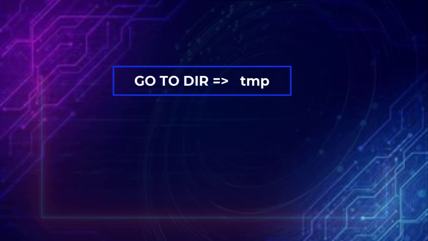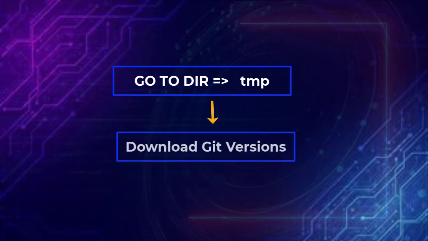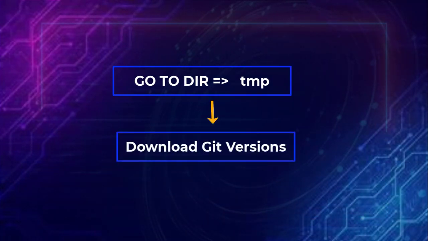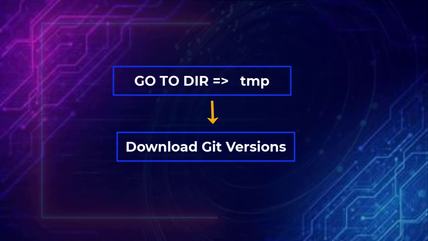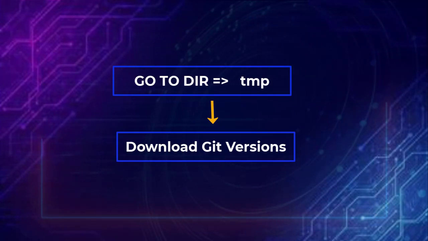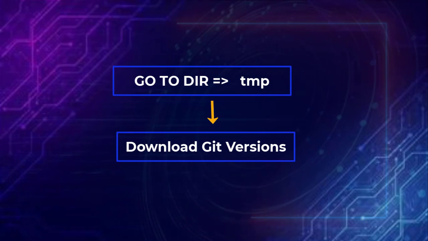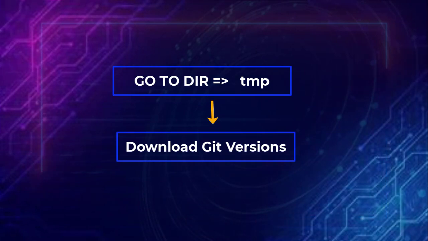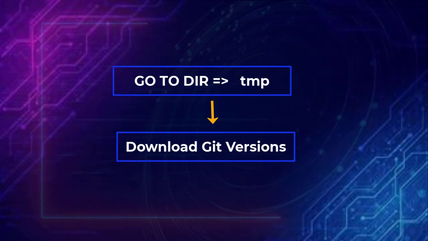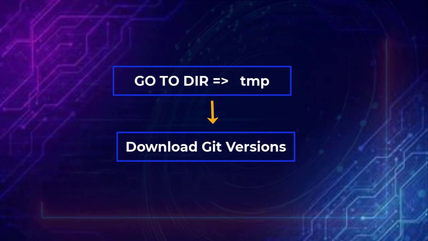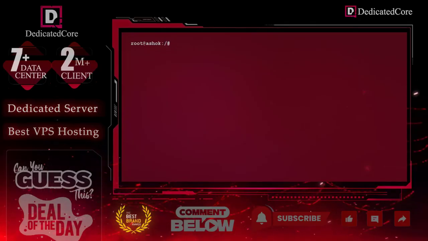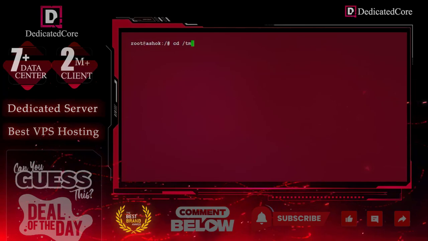Before moving further, we need to first go to the temp directory, so we can download the Git version and then install from there, because these files are not required after installation and they might create issues by overriding the existing configuration. So it is better to go into the temp directory and start the installation. To go inside the temp directory, we can use this command.